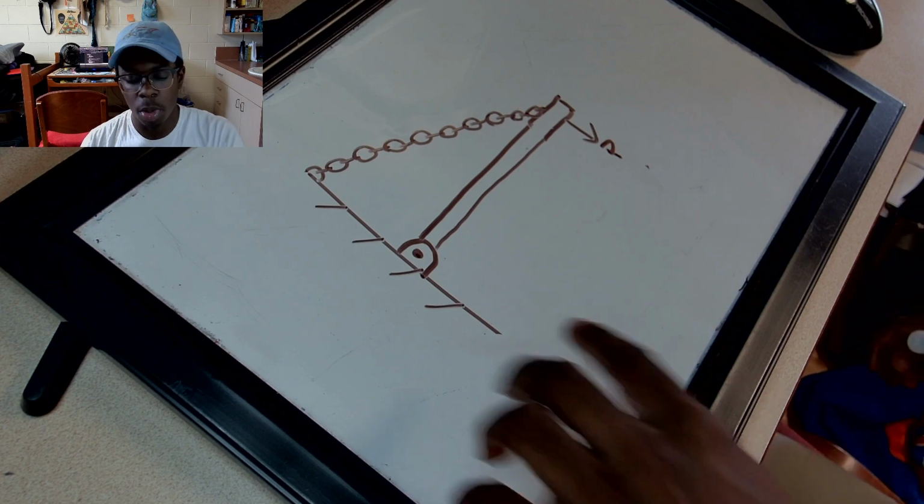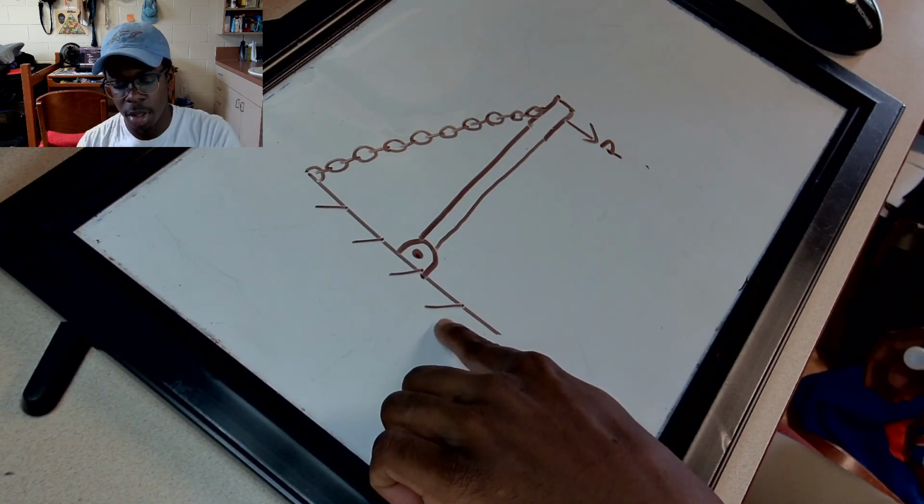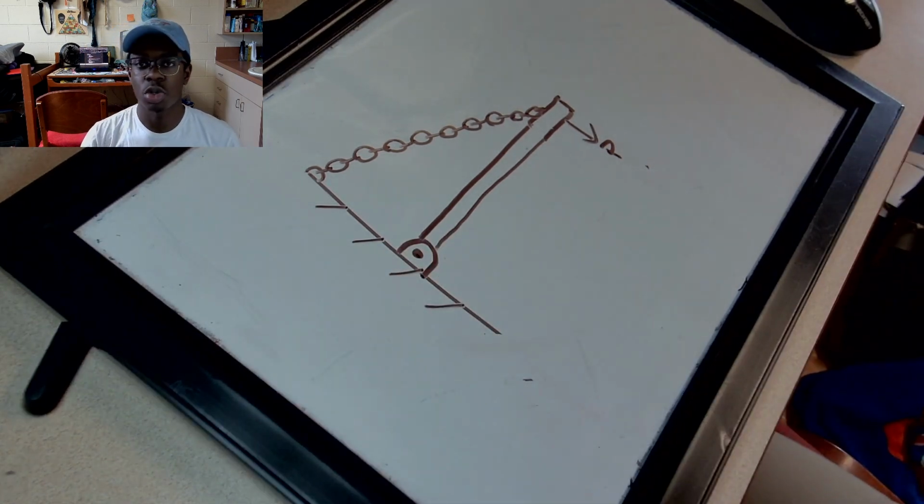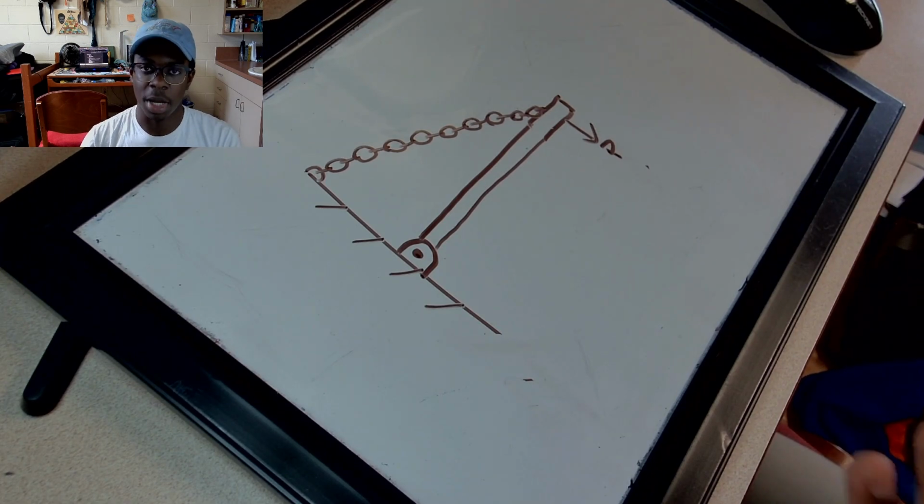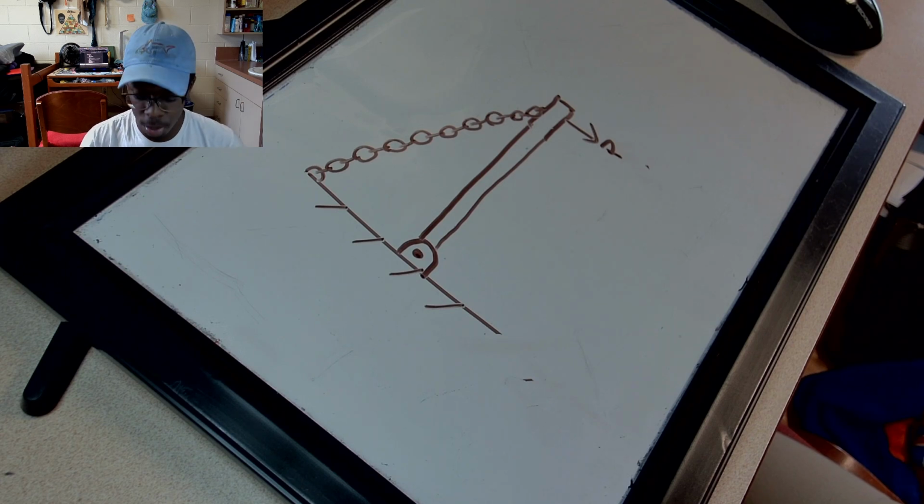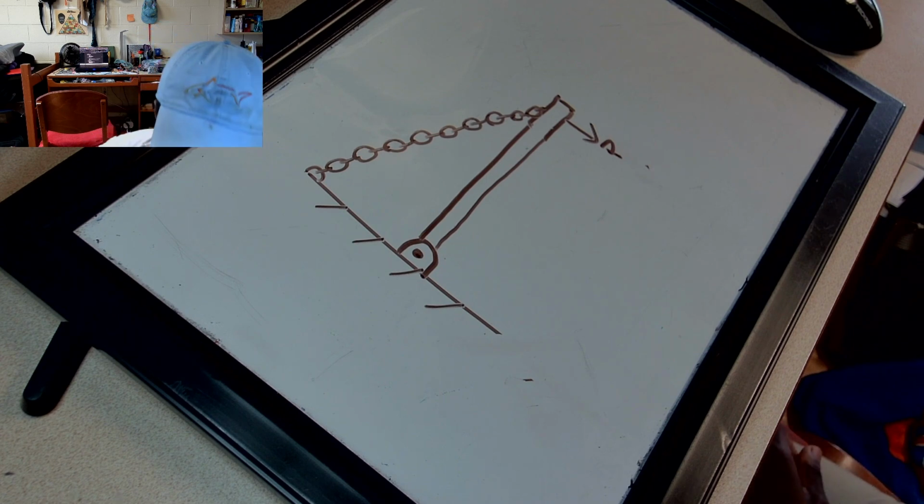Also, a quick note, whenever you see these slanted lines, that usually means that that's a fixed base, which means that it can't move. And it can provide basically infinite normal force.